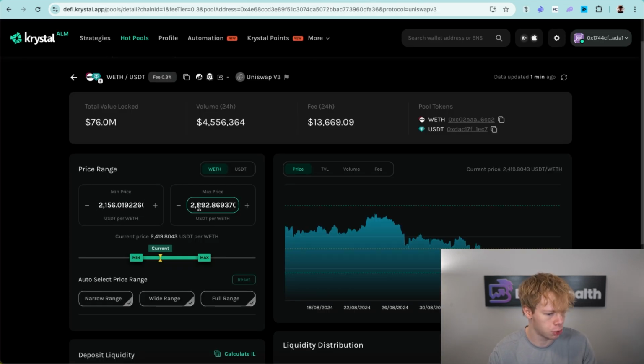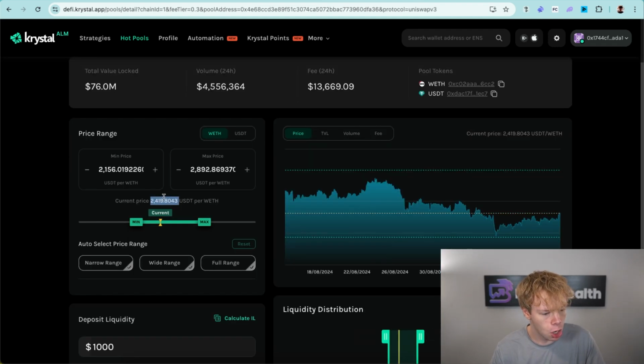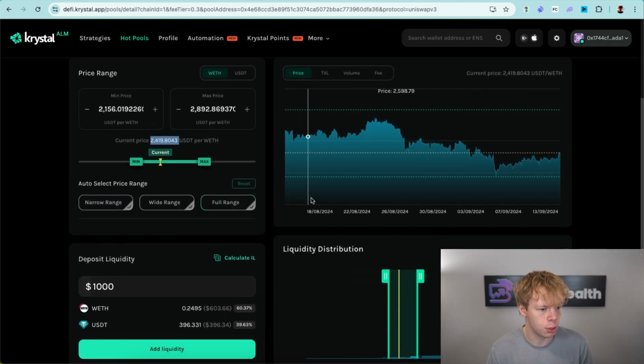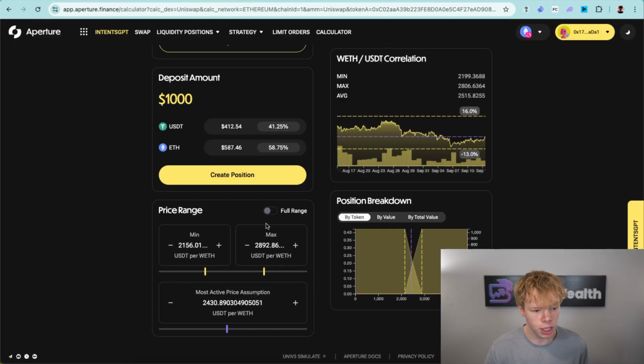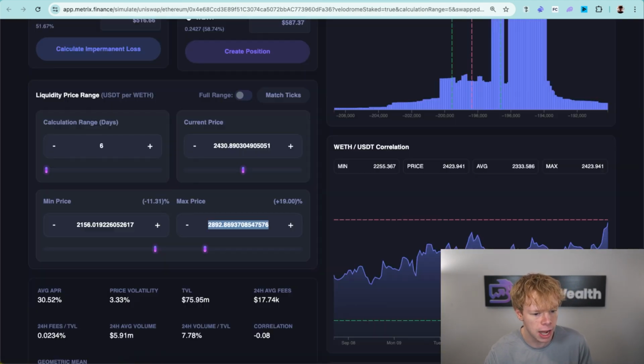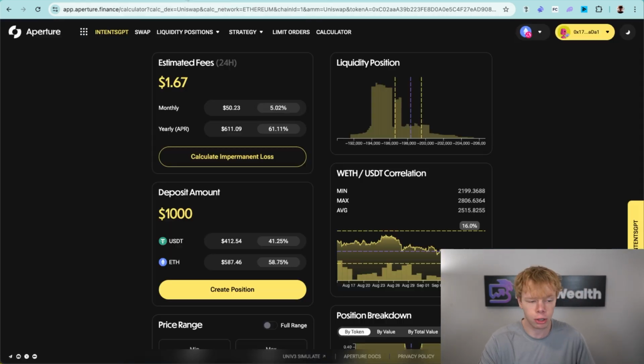We'll look over here on Krystal. That information is already pre-filled because they match closest to the current tick. And unfortunately, we are unable to adjust the current price over on Krystal. Additionally, we cannot adjust the calculation range over on Aperture Finance, nor can we do that on Krystal as well. So those parameters are going to have to stay to what they are currently defaulted to.